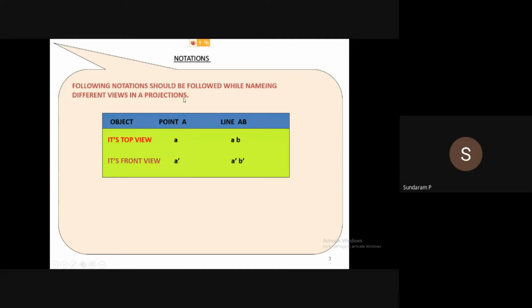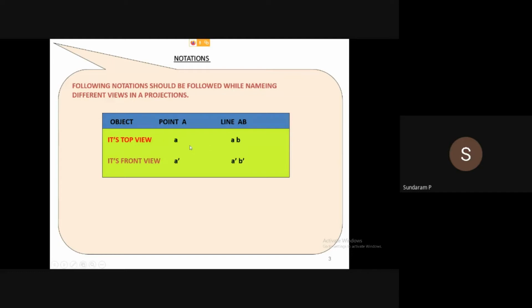So while naming the different views in your projections, how can we understand this is a front view, this is a top view? We are naming either letters or numbers, that is not a matter. Suppose one engineer is using numbers, another engineer is using numbers, but how can we differentiate which view? So to vary for that, it's the top view of the object.